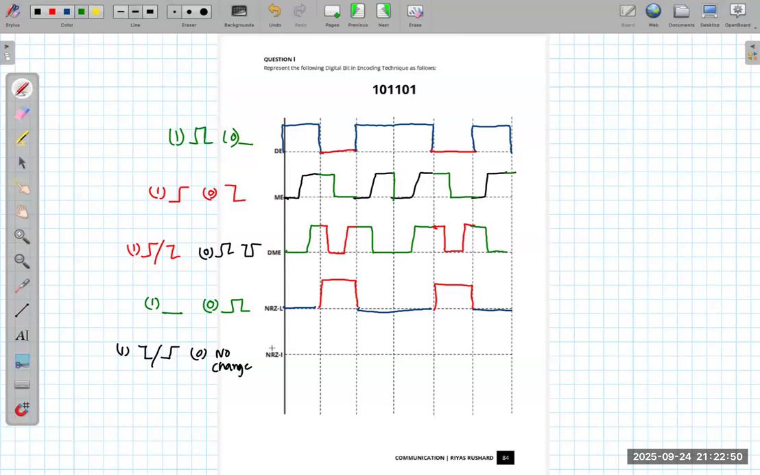Non-return zero invert. If it's a one, we start from bottom, bottom to top. If it's a zero, there is no change. If it's a one, top to bottom, bottom to top. If it's a zero, there is no change. If it's a one, top to bottom. Sounds okay?